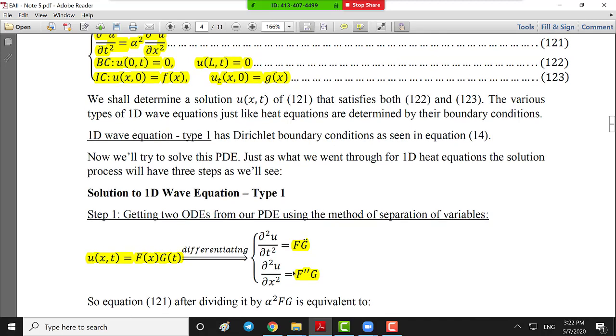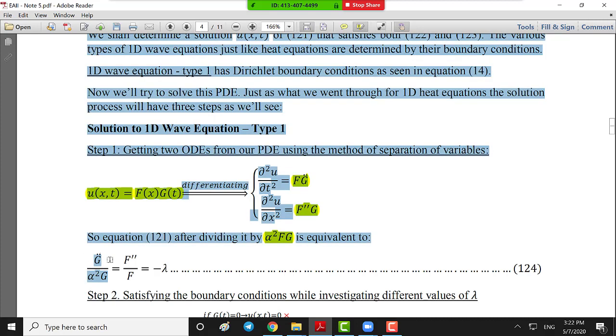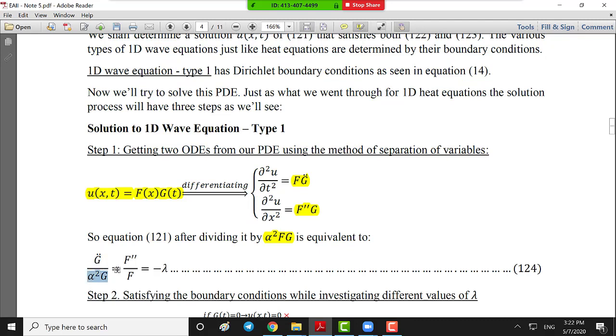Now, if you replace these two into the original PDE that you had, which was a wave PDE, and you divide both sides by alpha squared f g, then what happens? Then you're going to have something like this. G double dot over alpha squared g is equal to f double prime over f. And here, just like all the other cases that you saw, one side depends only on t, and the other side depends only on x. So the only way for these two to be equal to each other is for both of them to be equal to a constant.